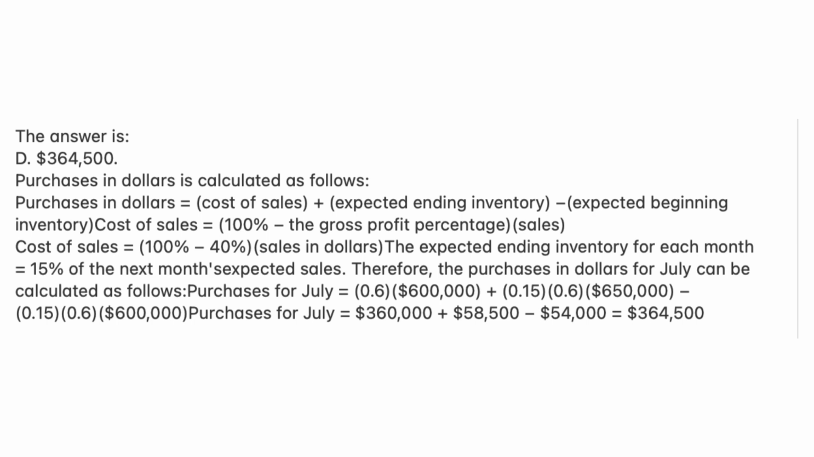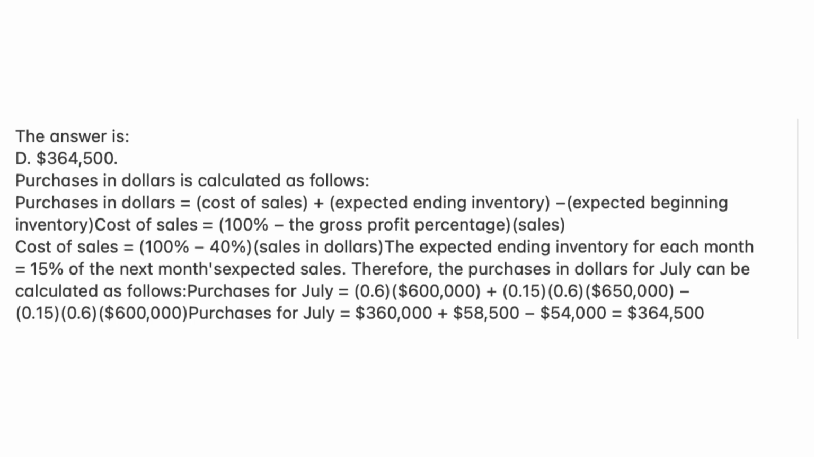Purchases in dollars equals cost of sales plus expected ending inventory minus expected beginning inventory. Cost of sales equals 100% minus the gross profit percentage, times sales. Cost of sales equals 100% minus 40%, times sales in dollars. The expected ending inventory for each month equals 15% of the next month's expected sales.